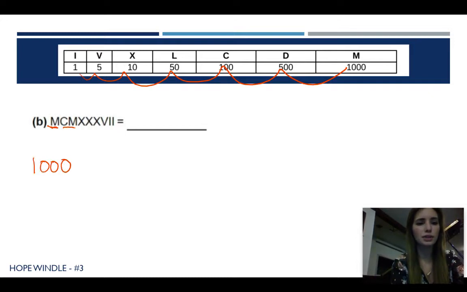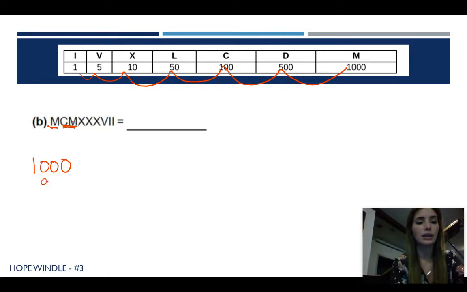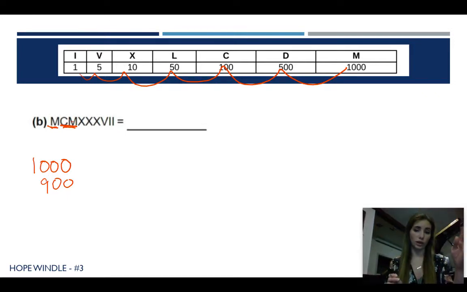But this number, see how they're different? It's separated. This is going to be a subtraction. We're going to use addition and subtraction in Roman numerals. So we're going to take 100 away from 1,000 because it's before. And we're going to say that this is 900 because it's going to be 100 lower than 1,000.